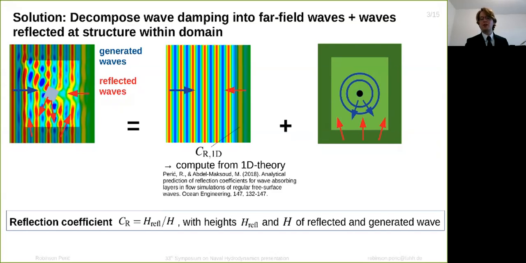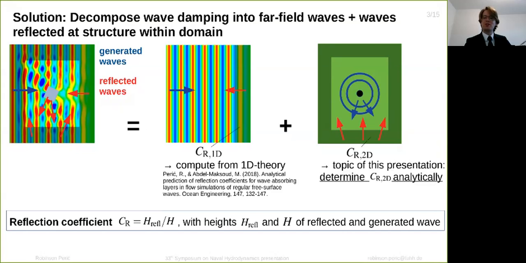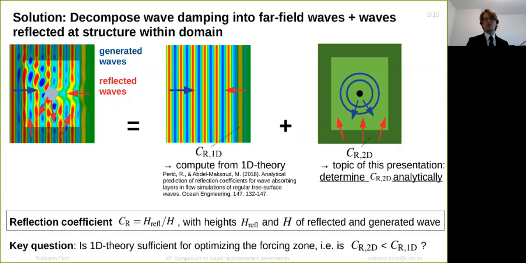And the challenge here is that we have wave incidence into the forcing zone at many different incidence angles. And we will be interested in the reflection coefficient of this problem, especially called CR2D in the following. And the topic of this presentation will be to determine CR2D analytically. And the key question with this decomposition is perhaps, is the 1D theory, so for the long-crested wave propagation, sufficient to optimize the forcing zone? That is, is CR2D probably always smaller than CR1D or not substantially bigger?